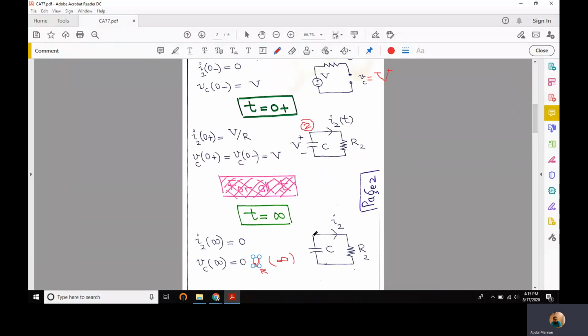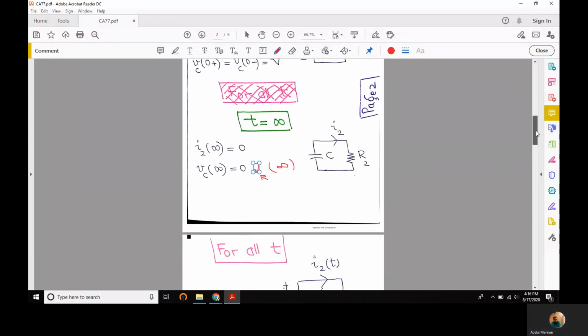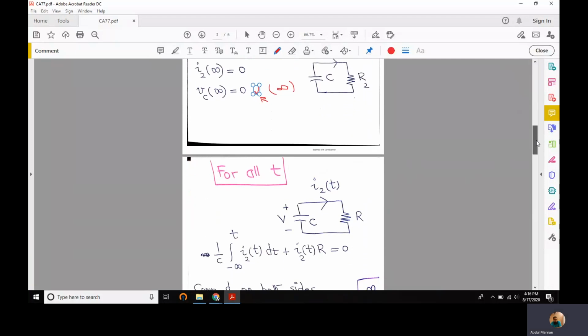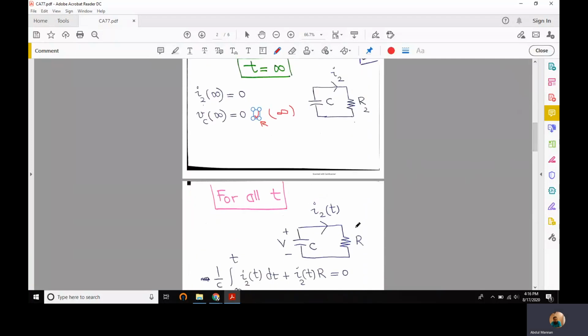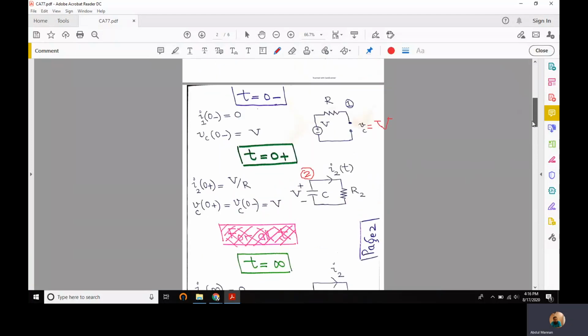Because this source was a temporary source. It was charged at a voltage V, but since it is not a permanent source, it discharged itself by causing a current flow through R2. So let's compute the expression for I2 of t for all values of t, once we have written these initial conditions, 0 minus, 0 plus, and the final condition, infinity.